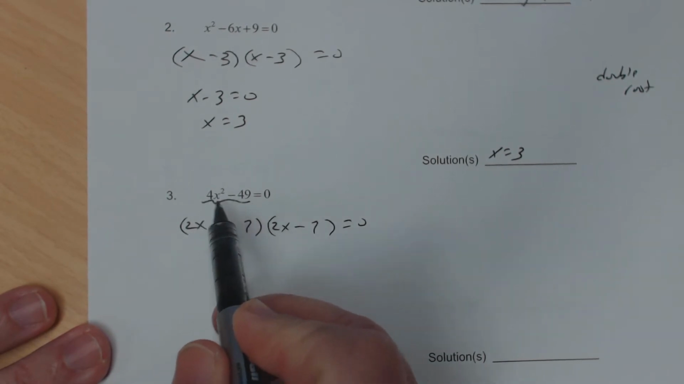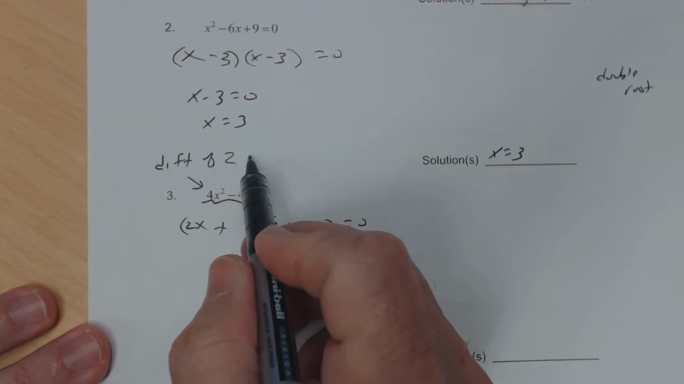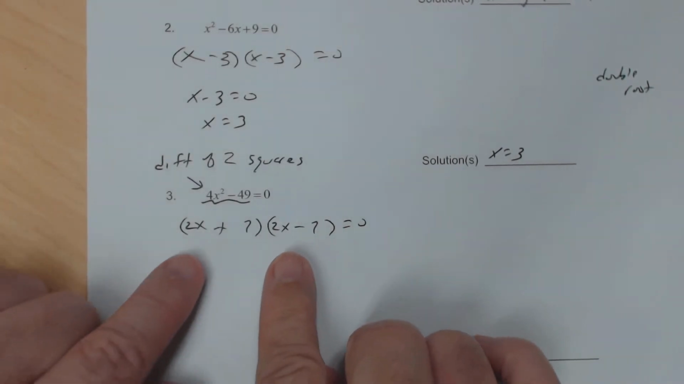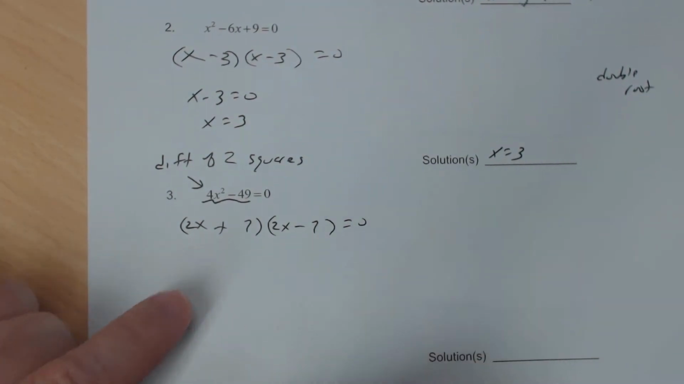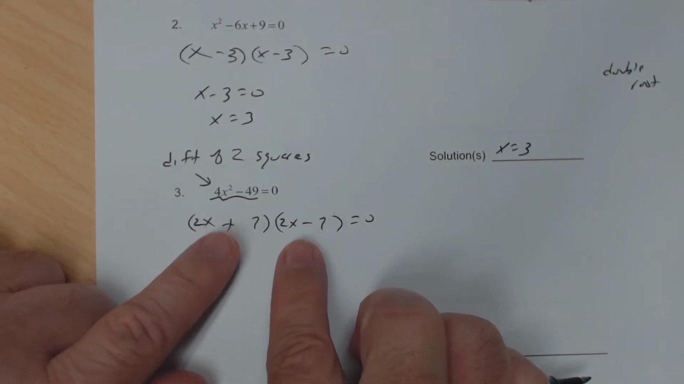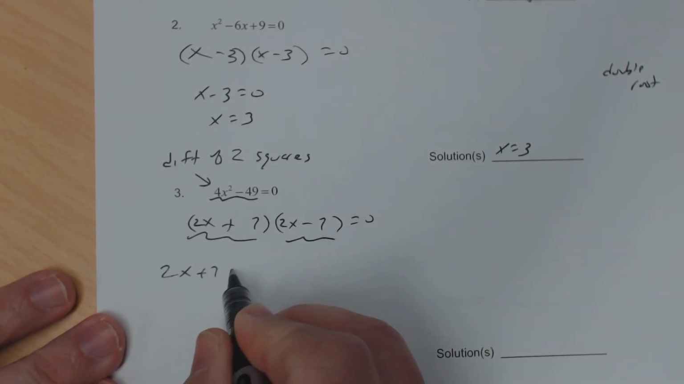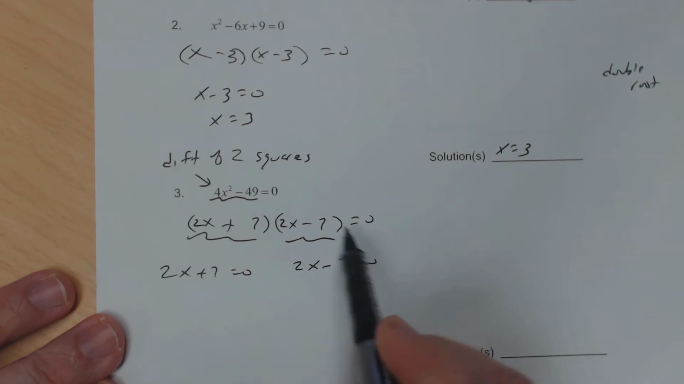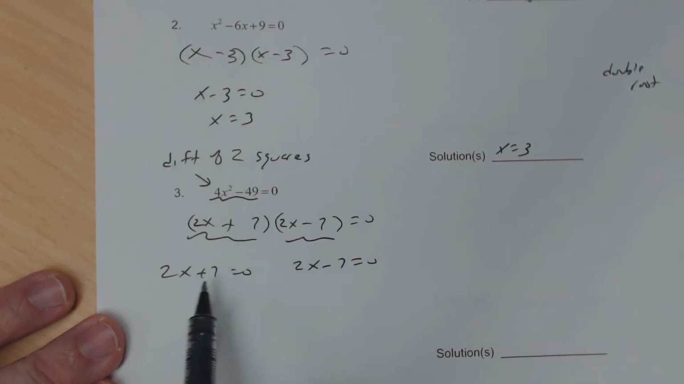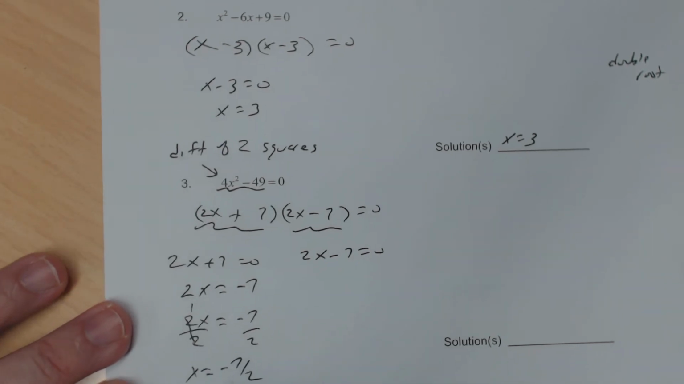Now notice that this right here is difference of two squares. So you could have recognized that, difference of two squares. And so you're going to get 2x plus 7 and 2x minus 7. And so using the zero factor property, if I have these two factors whose product is 0, then one of them, either this one or this one, has to be 0. So notice I went from a quadratic equation to two linear equations. So I get 2x equals negative 7, and then divide both sides by 2. I get x to be negative 7 halves.